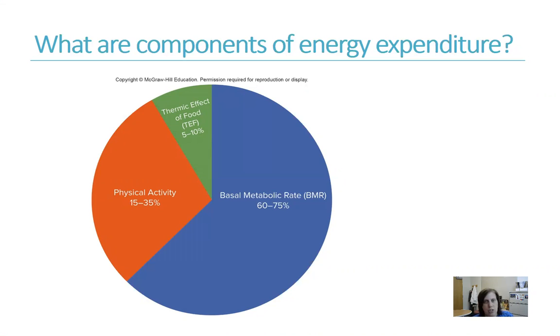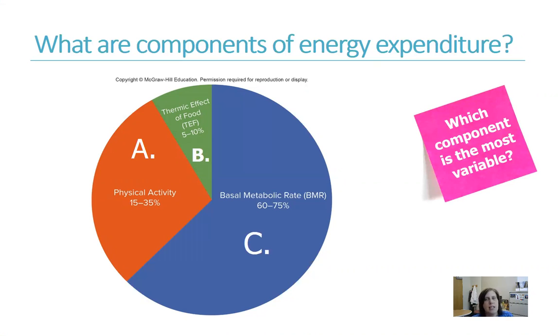So my question to you is, thinking about this, which component is the most variable? So of these three, physical activity really is the one that has the most variability. And the other thing to note here on this figure that's in your book is which component accounts for the most energy expenditure. So in this case, basal metabolic rate is the largest component of energy expenditure.